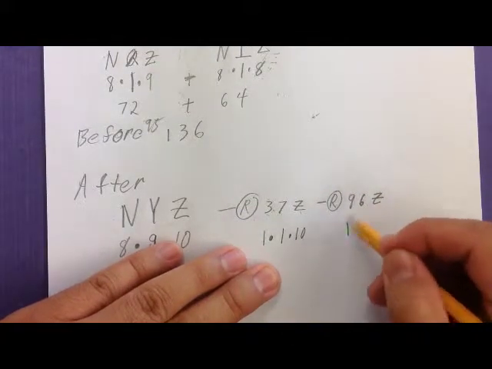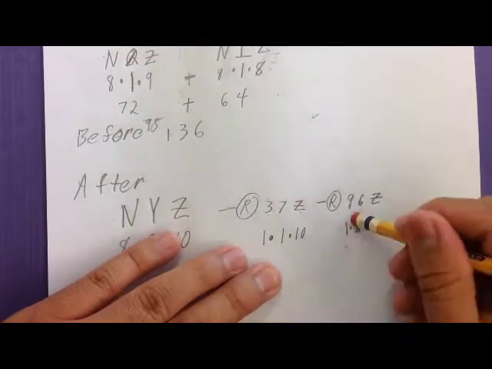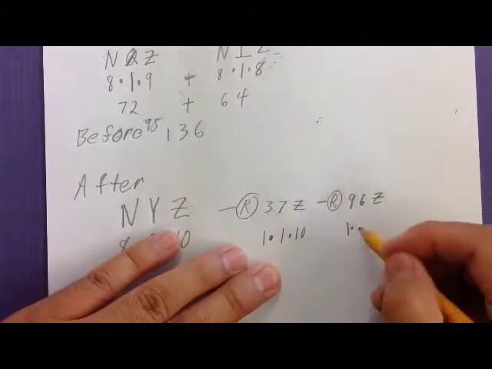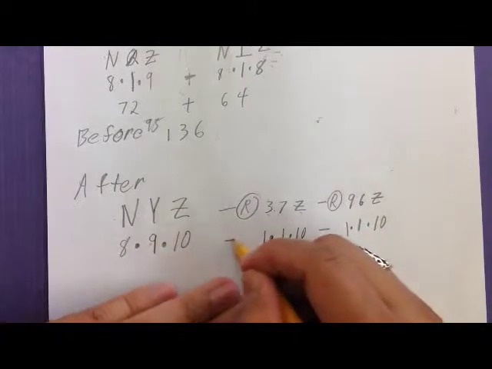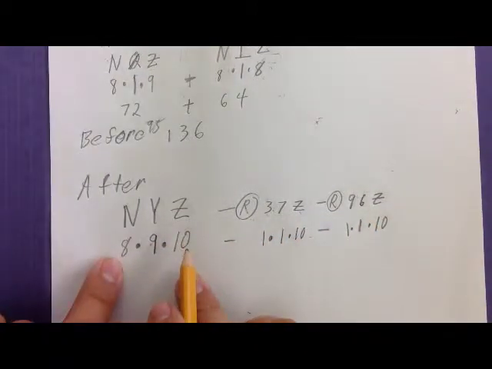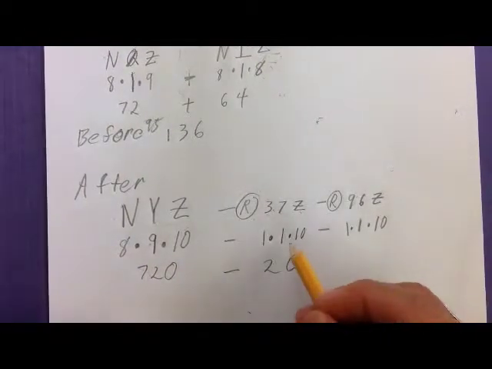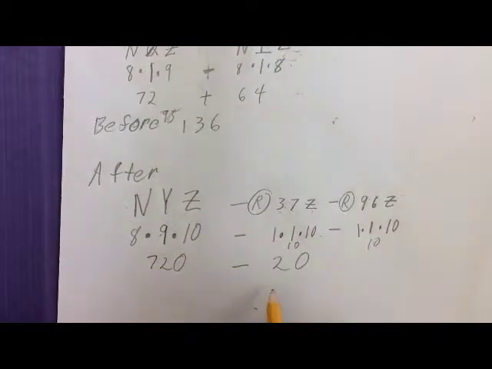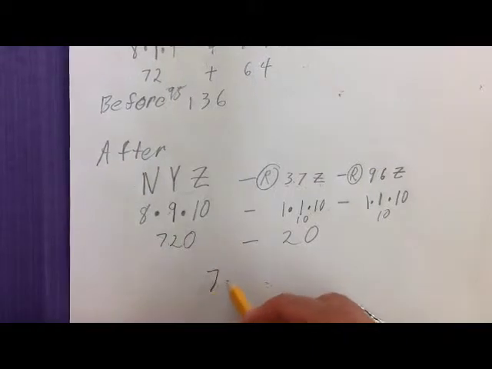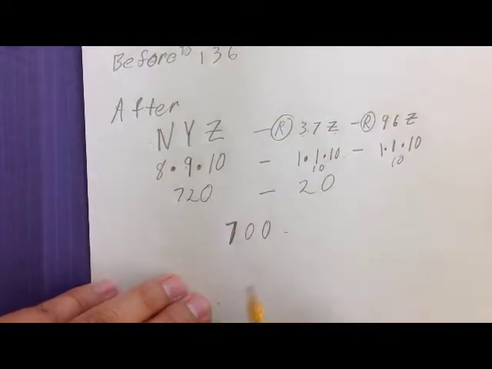So 96Z is also restricted. So we have 1, because 9 is the only number we're going to be using for this. 6, oh wait a minute, not 6. Sorry, another 1 times 10. So we're going to subtract those two from here. So this is 720 minus 20, because these two can go together because this is 10 and 10. So minus 20. So that leaves us with 700 area codes that are possible.